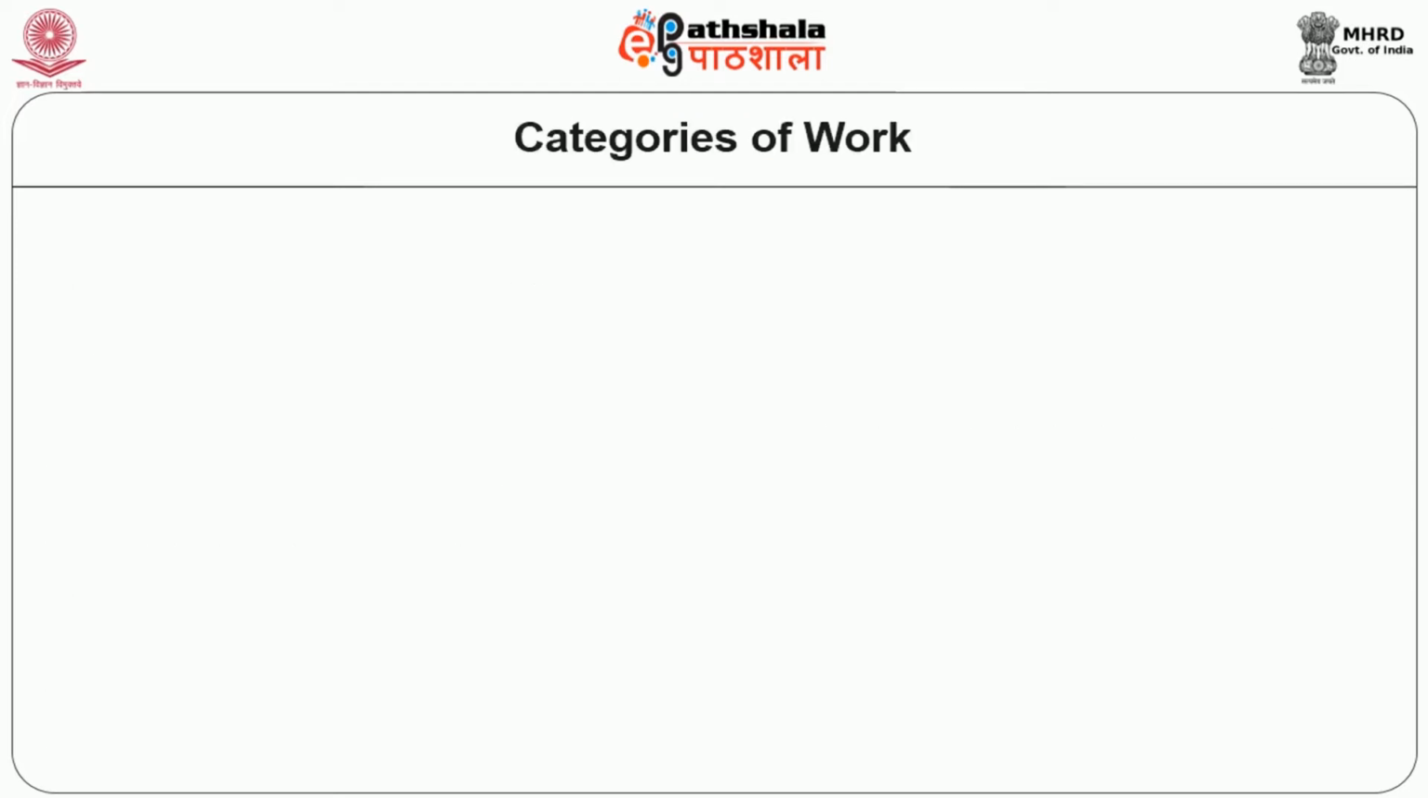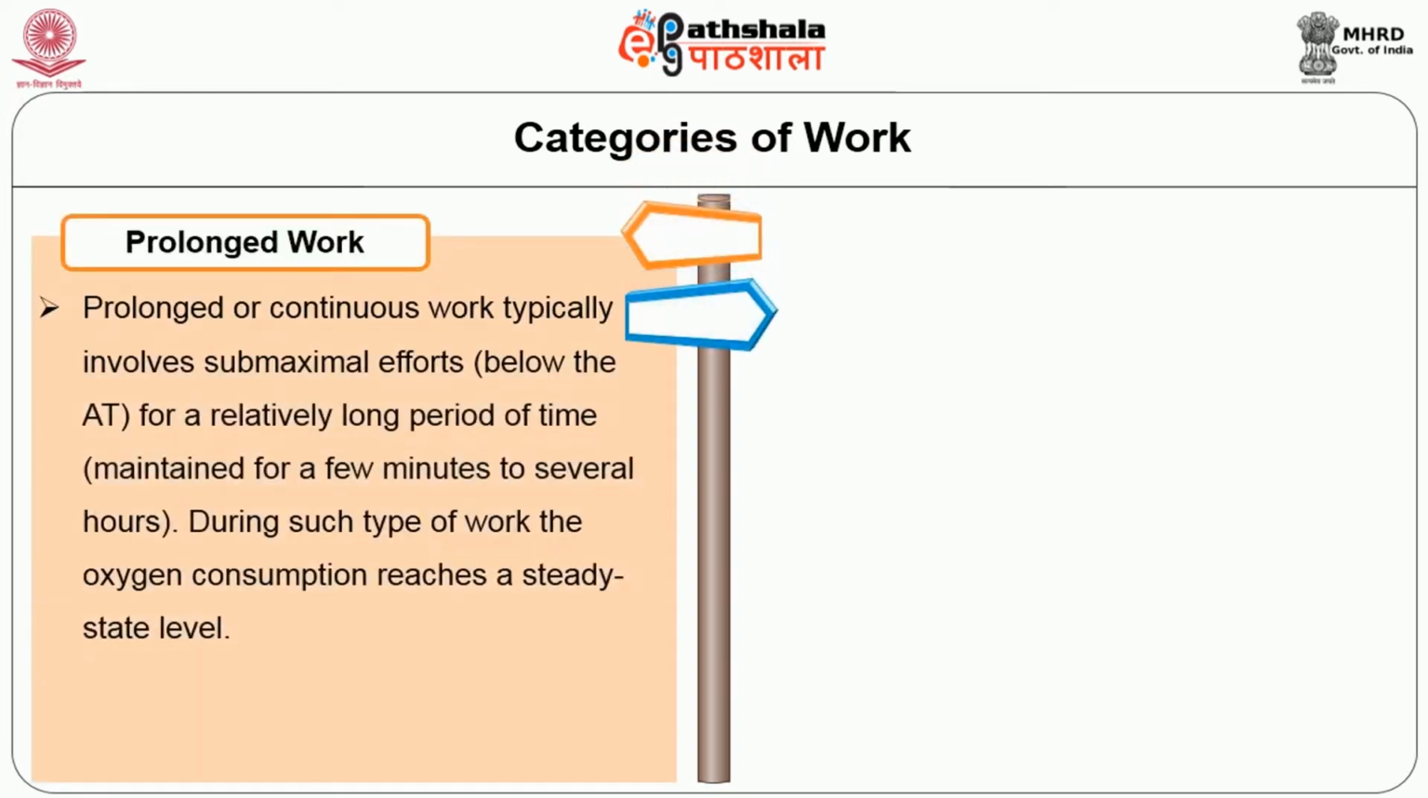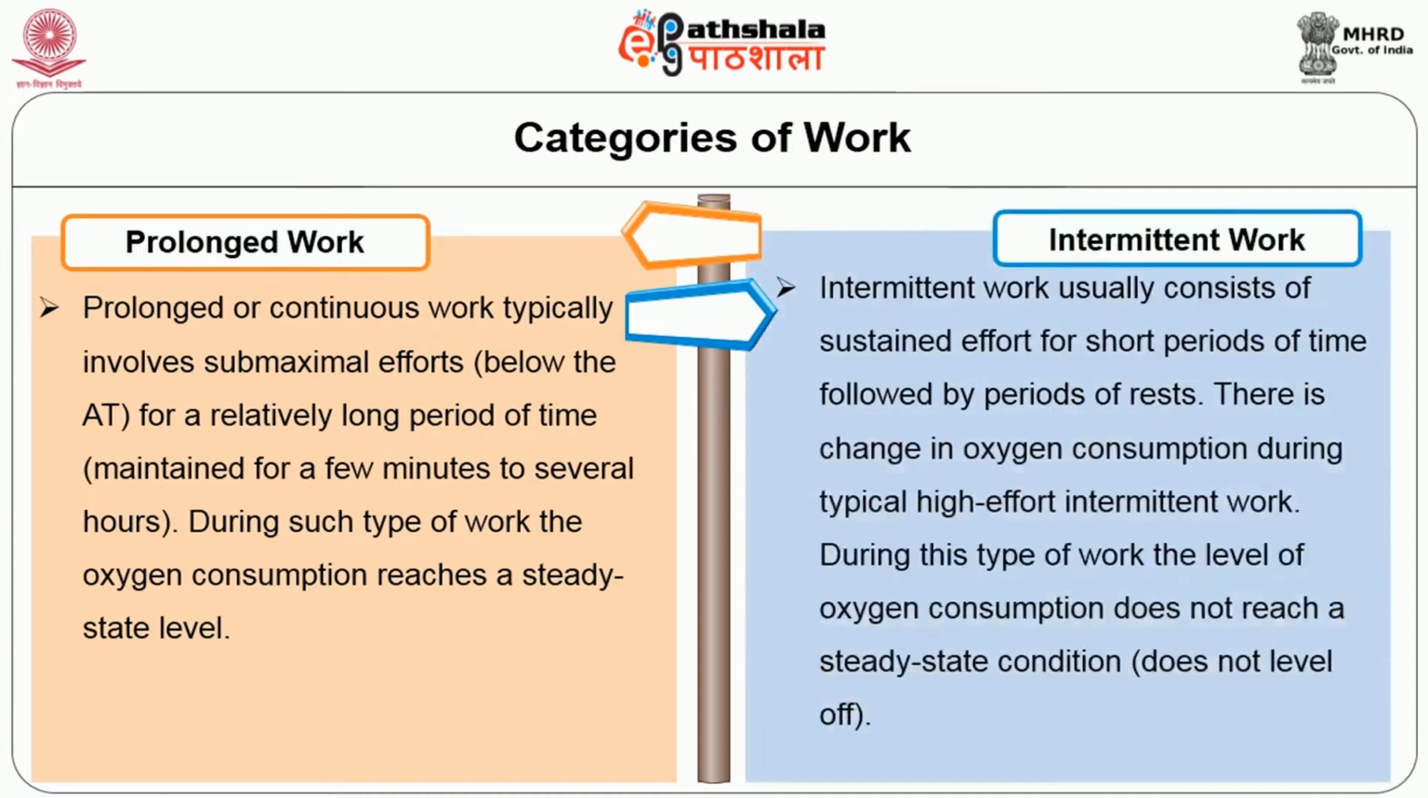We can also classify work into prolonged and intermittent work. Prolonged work is continuous work and typically involves submaximal efforts, that is below 80%, for a relatively longer period of time, maintained for a few minutes to several hours. During such work, the oxygen consumption reaches a steady state level. Intermittent work usually consists of sustained effort for shorter periods of time followed by periods of rest. There is a change in the oxygen consumption during typical high effort intermittent work.